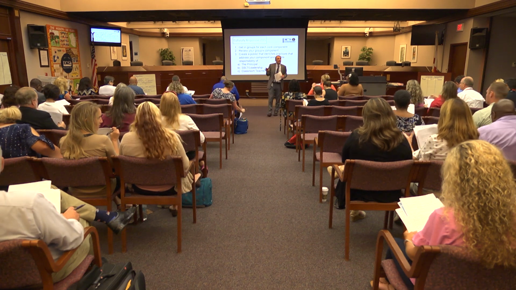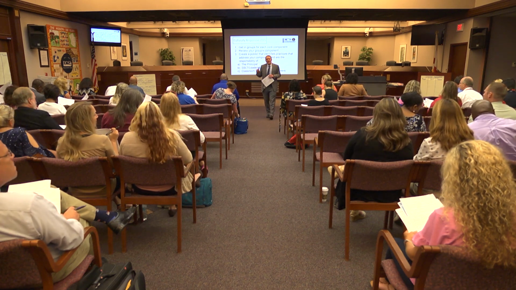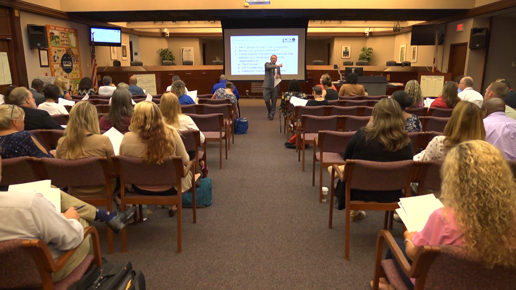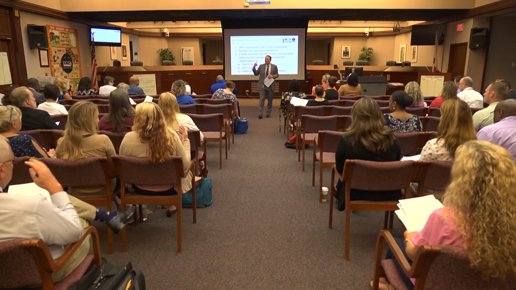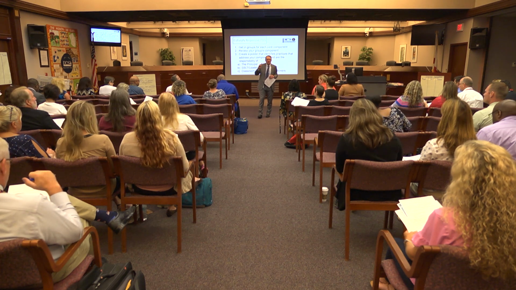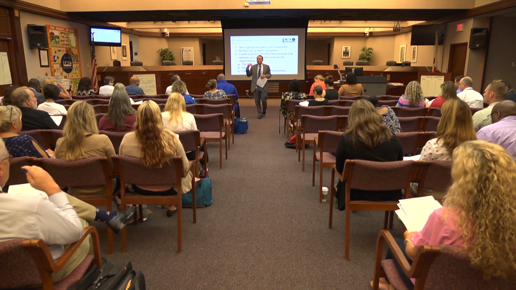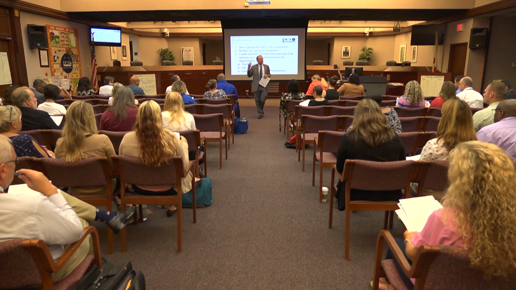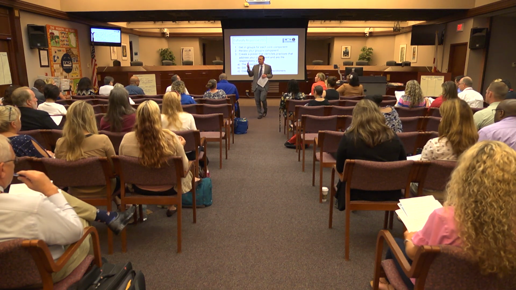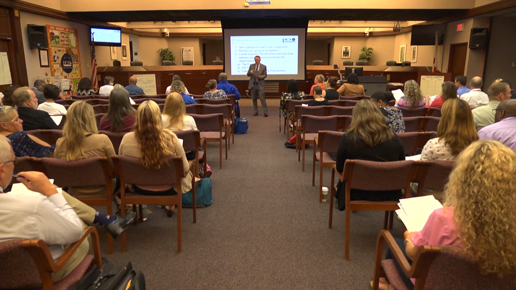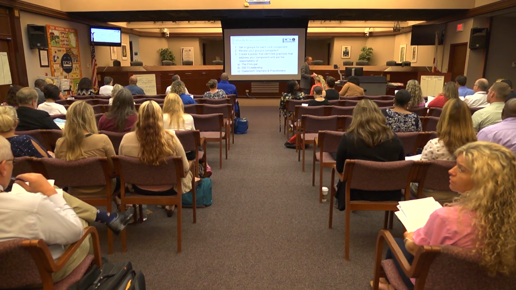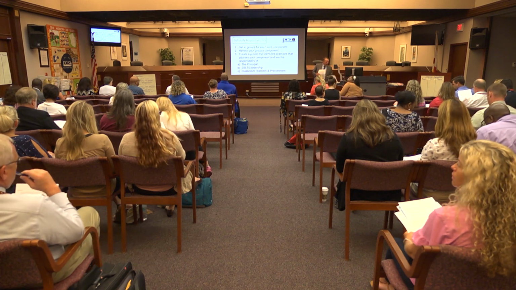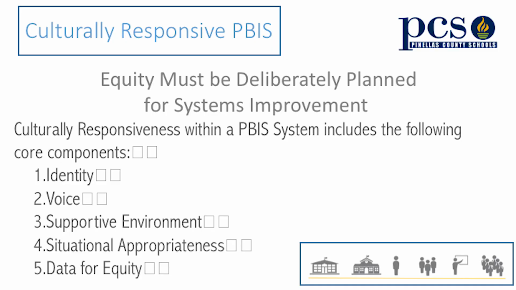So we're going to number from 1 to 5. And we actually have 10 posters in the room because the number of people that we have is too many to be around one poster, right? You want about maybe 4 or 5 people around one poster. So if you have a really large school, you may want 3 sets of posters, okay? So the posters are labeled with the 5 core elements, starting with identity and going forth from there. We have identity, voice, supportive environment, situational appropriateness, and then data for equity.